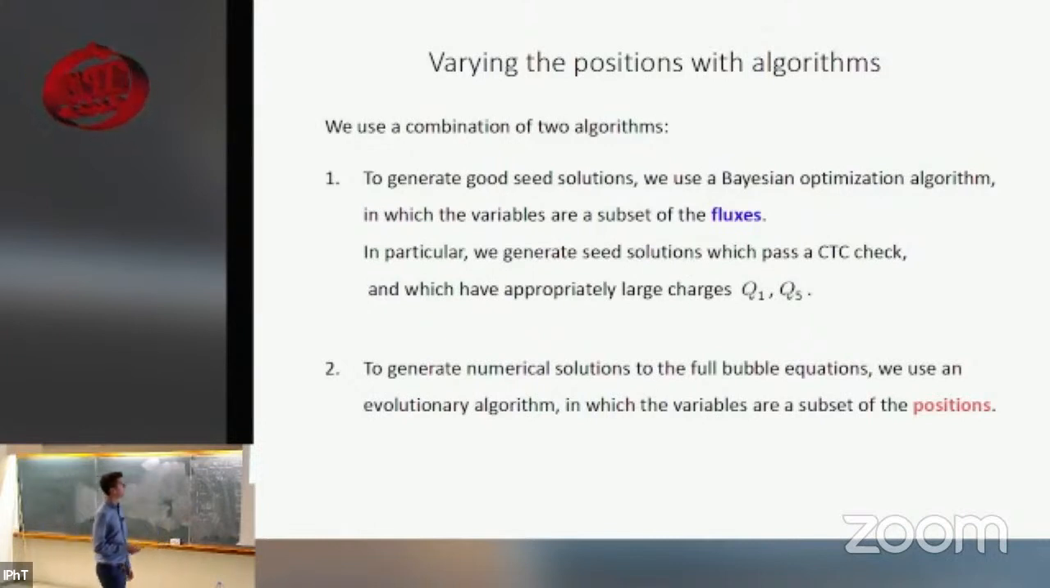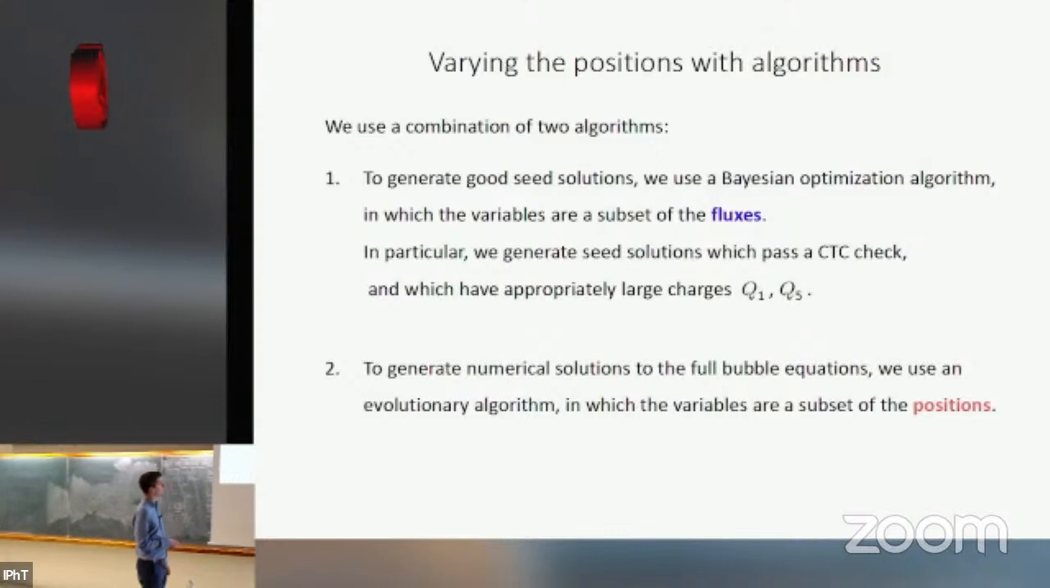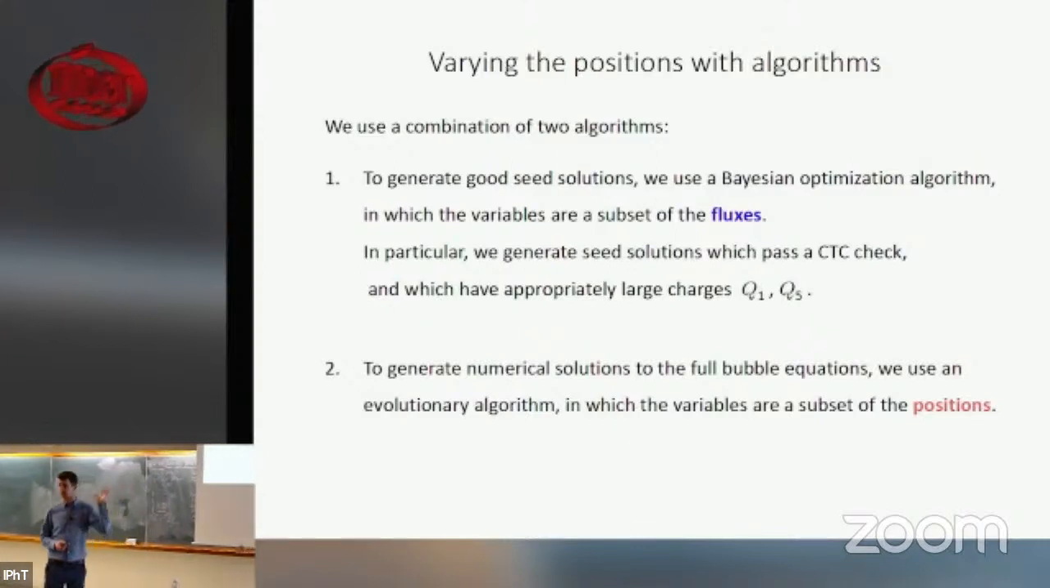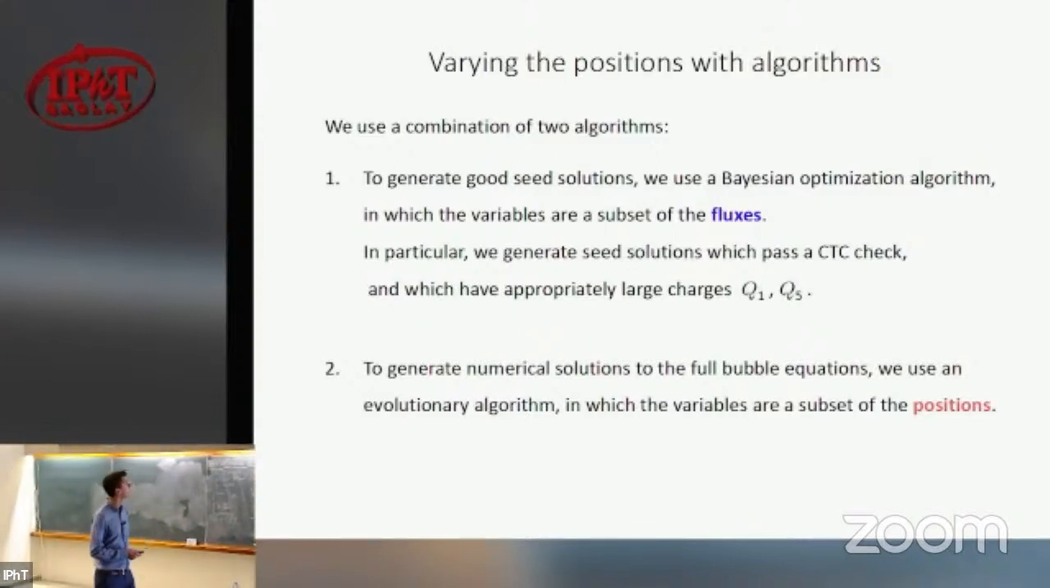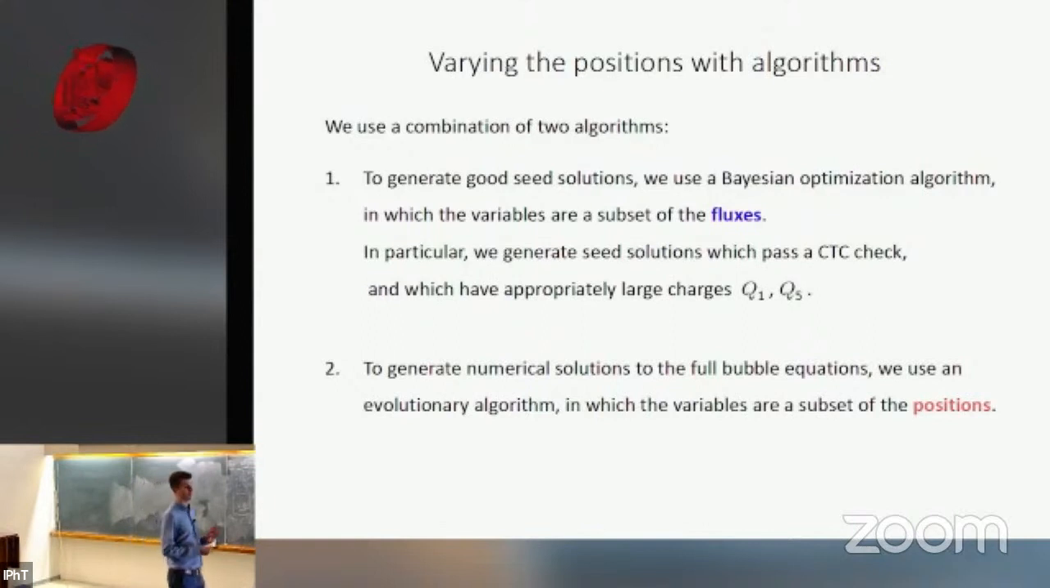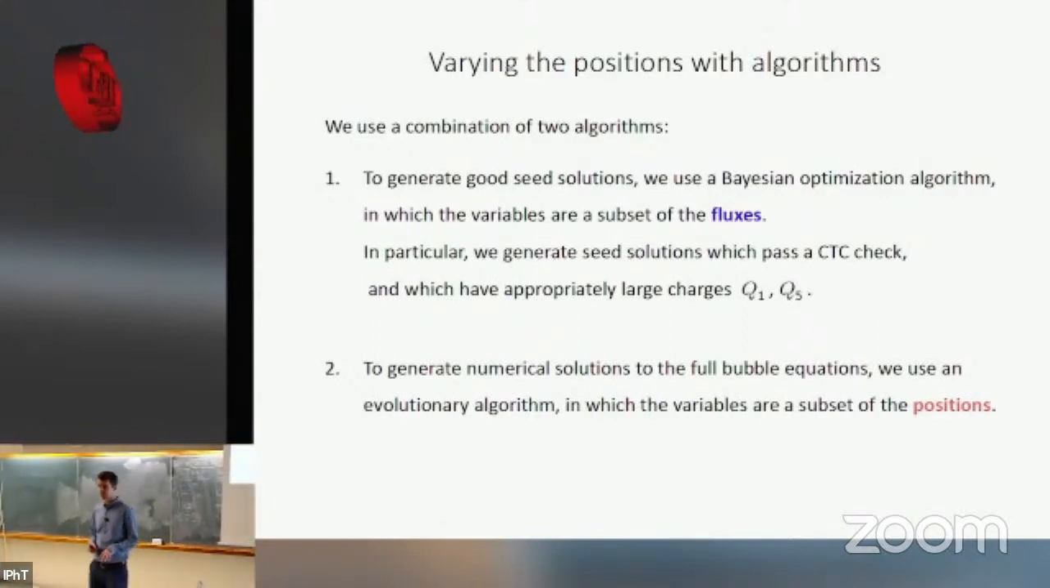And so to generate these good seed solutions, we use a Bayesian optimization algorithm, which I'll give a lightning introduction to in a moment, in which the variables are a subset of the fluxes. And then we do an initial check for CTCs, and we put a cutoff at reasonably large charges. And only if those things are passed does the algorithm pass that configuration to the evolutionary algorithm, which varies the positions.